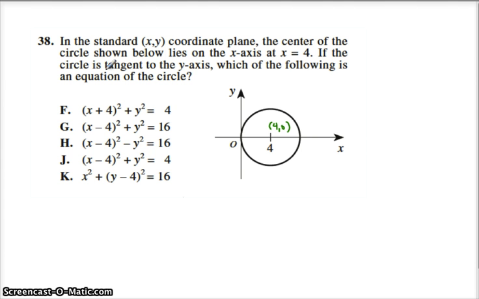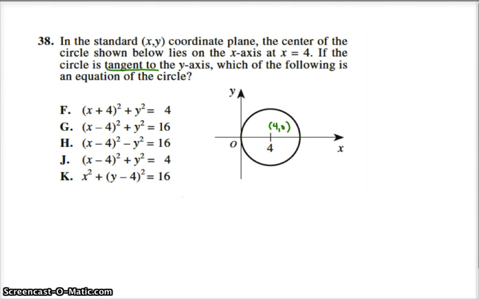Now this part where it says that it's tangent to the y-axis, it means that the circle touches the y-axis at exactly one point. It doesn't cut through like you see this circle cutting through the x-axis here and here. It only touches the y-axis at just one point. And in fact, that's quite useful if we know the equation for a circle.